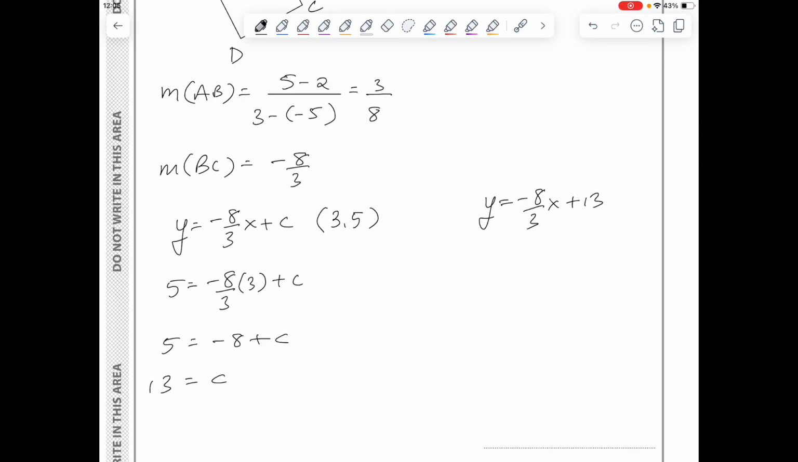I need this in a different form. I need everything on one side and I need all the coefficients to be integers. So I'll start by multiplying everything by 3. So 3y is equal to minus 8x plus 39. And if I take everything to the left hand side, I will get 8x plus 3y minus 39 is equal to 0. Note that there is no restriction to which side to take the terms, so another possible equation would be minus 8x minus 3y plus 39 is equal to 0.